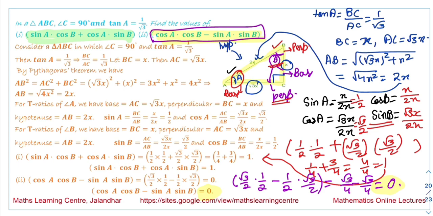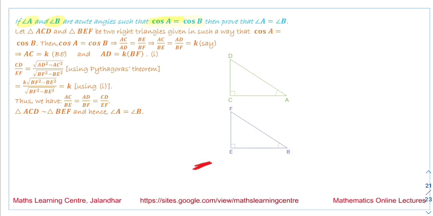Now the next we have is, if A and B are two acute angles such that cos A is equal to cos B, then we have to prove that angle A is equal to angle B. So suppose we are talking about two triangles. One is this triangle ACD and second we are talking about BEF. We are talking about the trigonometric ratios corresponding to this angle A and trigonometric ratios of this angle B.